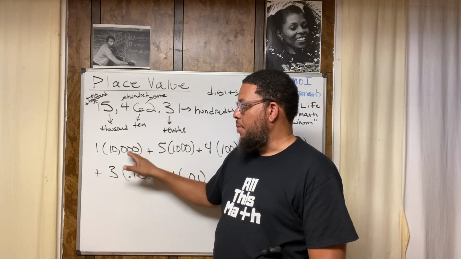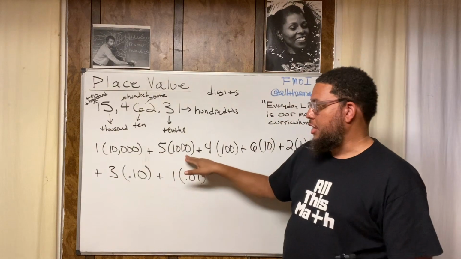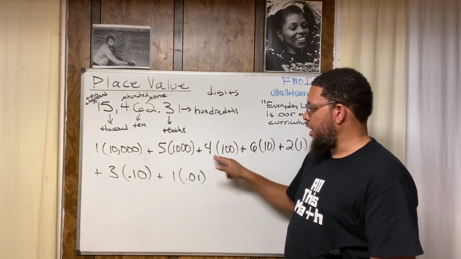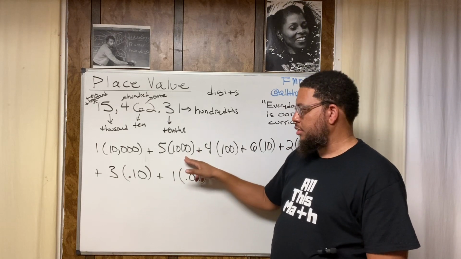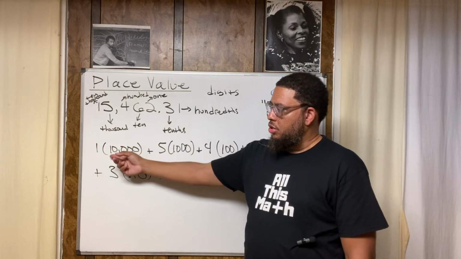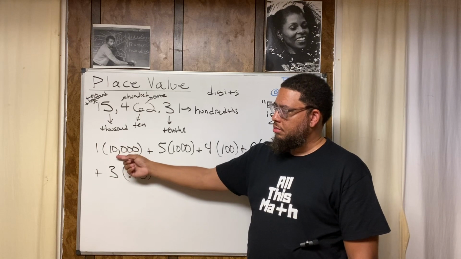All right. But this is how many 10,000s we have. We have 1 of them. This is how many thousands we have. We have 5 of them. This is how many $100 bills we have. We'd have 4 of them. Right. But these thousands would have to be made up of maybe like 10 hundreds. 10 $100 bills makes $1,000. So 100 $100 bills makes $10,000.